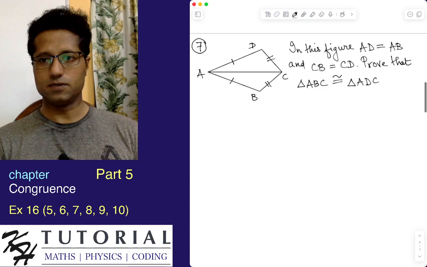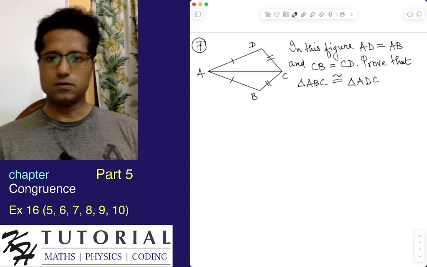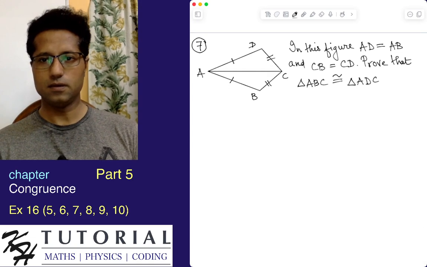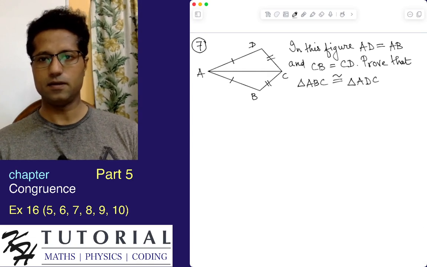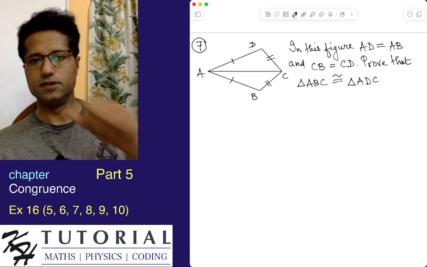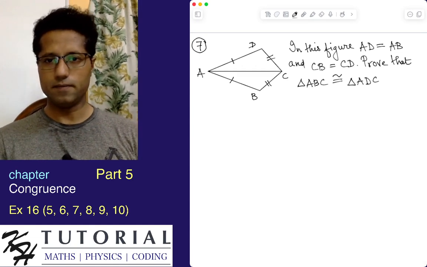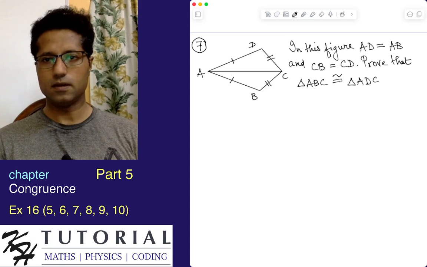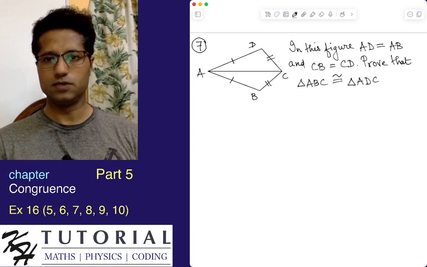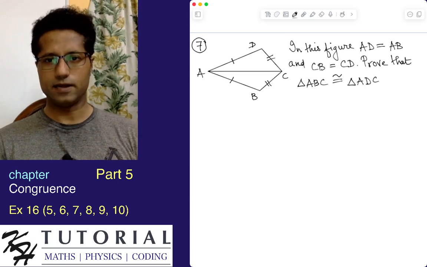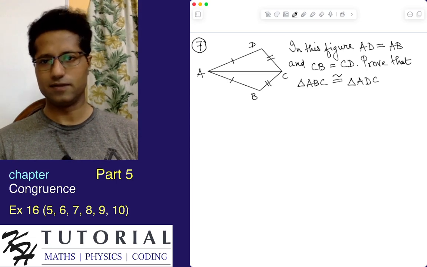Okay, question number 7. In this figure we have two triangles, ABC and ADC. It is given that AD is equal to AB, which are shown with a single line, and CB is equal to CD, which are shown with double lines. It is asking us to prove that triangle ABC is congruent to triangle ADC.